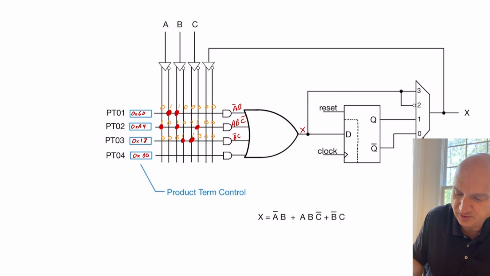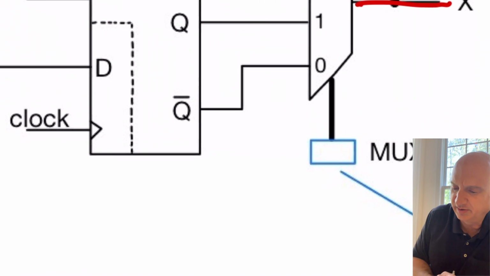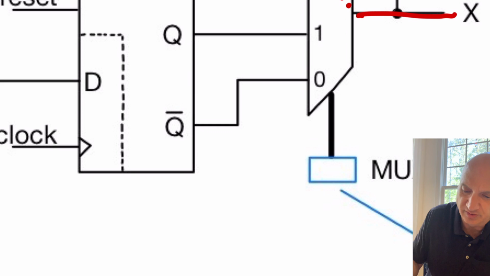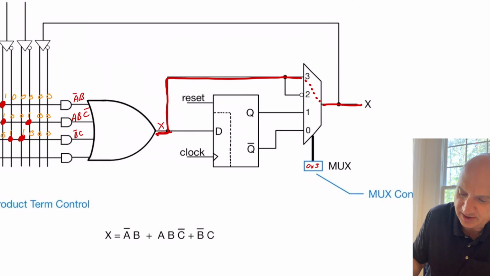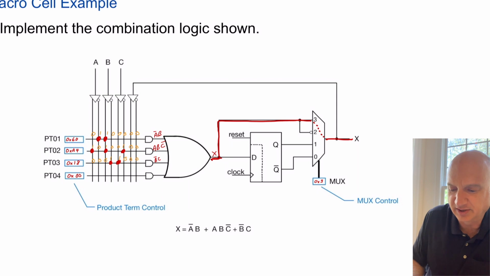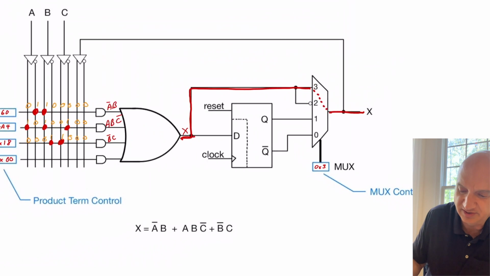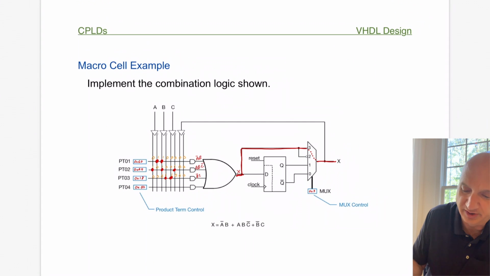Now the key is we want X, which is our output, to feed out of our device. So we want to make sure that the path it follows would be something like this. We're not going to invert it, so we're going to basically run through at level 3 there. If we're going to program this, we would say 0x3. This is hex 3. Remember, you have 4 choices: 0, 1, 2, or 3. So by setting this to 3, we're selecting that pathway.